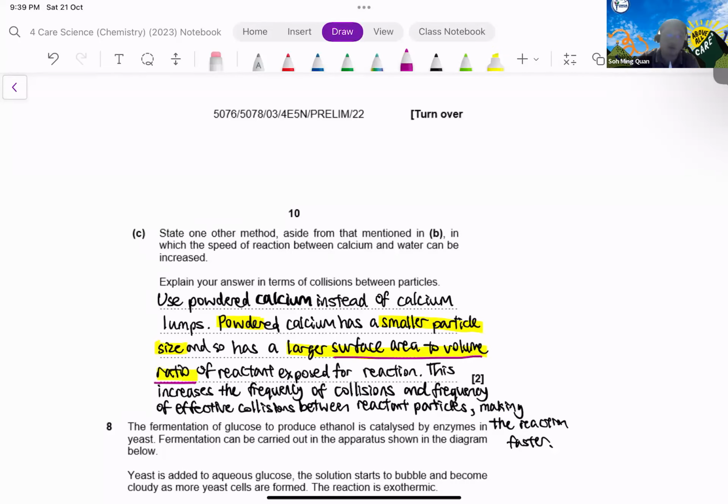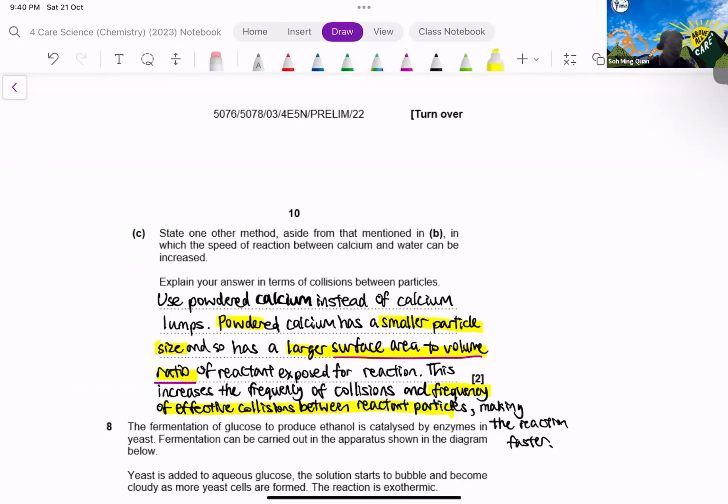Now, I know my notes only wrote surface area. Let's learn the full term, larger surface area to volume ratio, which is similar to what the bio students will always use in bio. This is the concept from bio, surface area to volume ratio. So the surface area to volume ratio exposed for reaction is greater when you use powdered calcium, and therefore it increases the frequency of collisions, hence the frequency of effective collisions between reactant particles. Don't forget the 'between reactant particles' when you are memorizing the explanations. Okay, so that concludes question 7, which is speed of reaction.